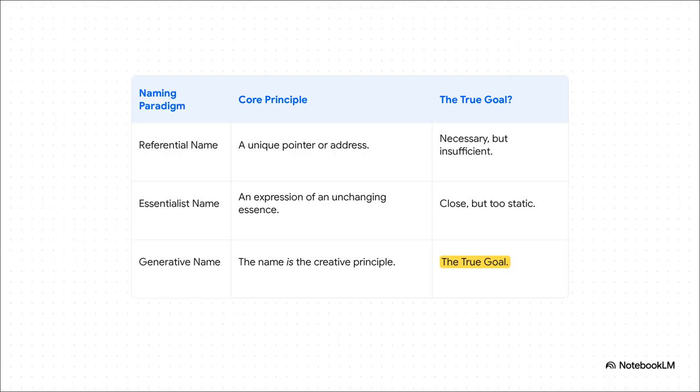And this all connects to a really deep idea about what it means to truly name something. Think about it in 3 levels. A referential name is just a label, like calling my mug, mug. Not very useful. An essentialist name is a description, like a ceramic vessel for hot liquids. Getting closer. But the generative name, that's the holy grail. The generative name is the recipe. It's the blueprint, the set of instructions for how to make the thing from scratch. If you know its generative name, you know its very soul.